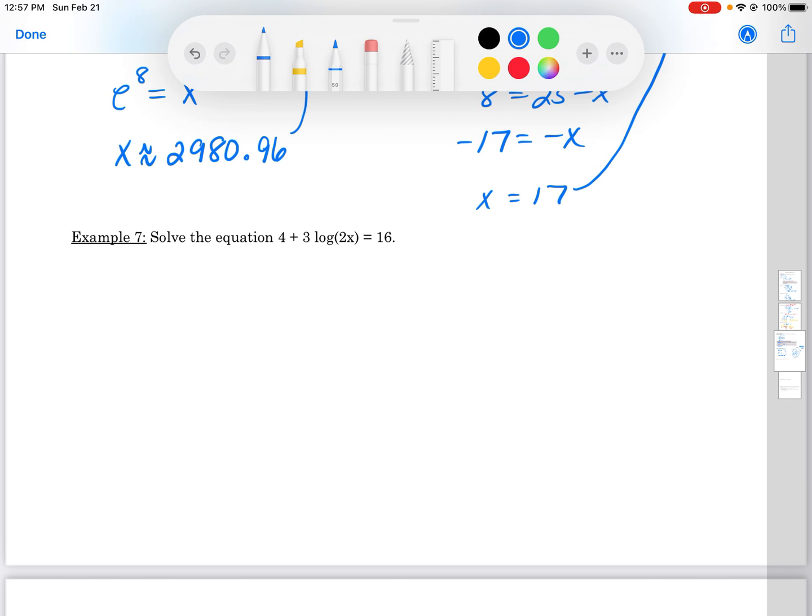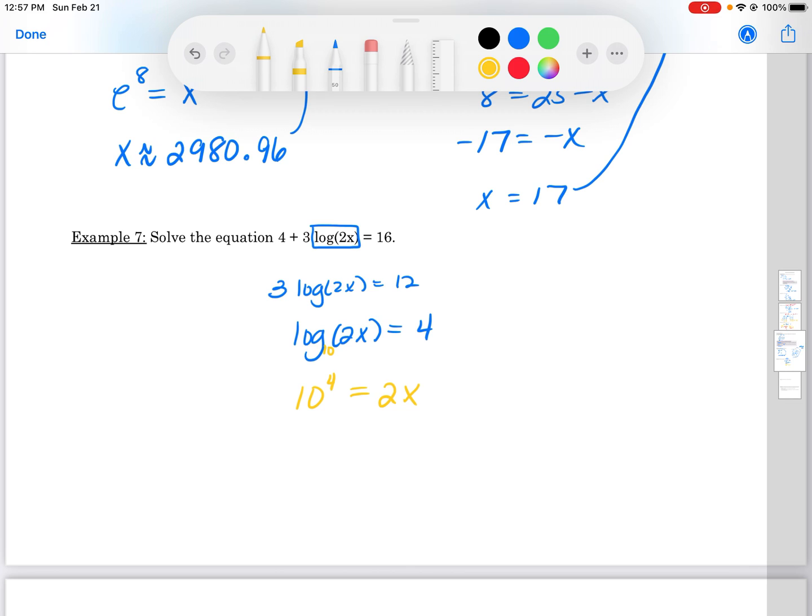All right, for this one, we want to get the word log by itself. So really, I want to get this all by itself first and then solve the problem. So I'm going to subtract off that 4. And that's going to give me 12. I'll divide by the 3. So now I have log of 2x is equal to 4. Much better. Don't forget there's a hidden little 10 in there, so that might help us out a little bit as well. We have 10 to the 4th power is equal to 2x.